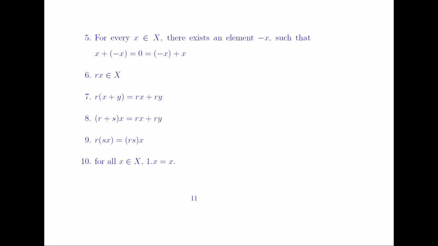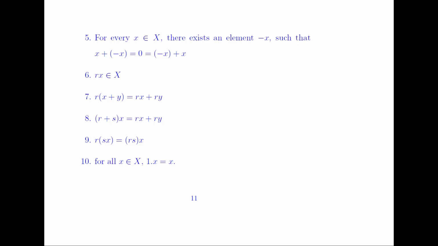And then we have that scalar multiplication is closed under multiplication, that is r into x, where r is a scalar, r belongs to the field. Then seventh and eighth are the distributive properties: r into x plus y is equal to r x plus r y, and r plus s into x is equal to r x plus s x.